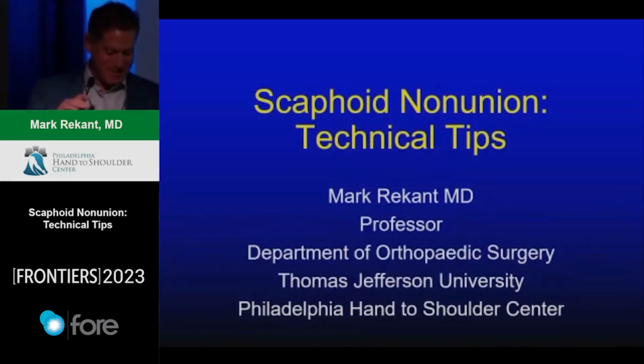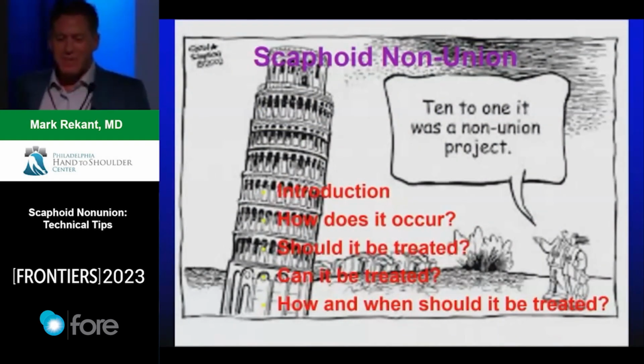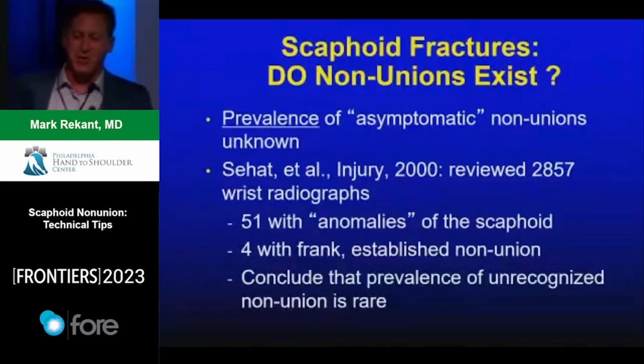Really not sure where to go with this, so we'll see where this goes. But the idea is, how does it occur? Some concepts: should it be treated? Can it be treated? And how and when should it be treated? As Dr. Mercer pointed out, a lot of these do show up a little later than you would hope.